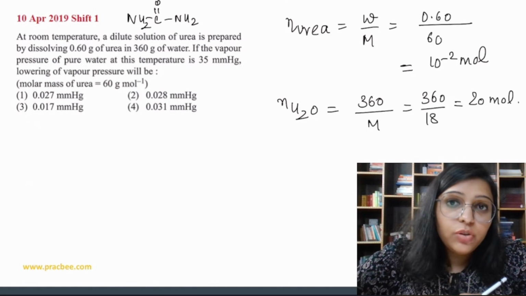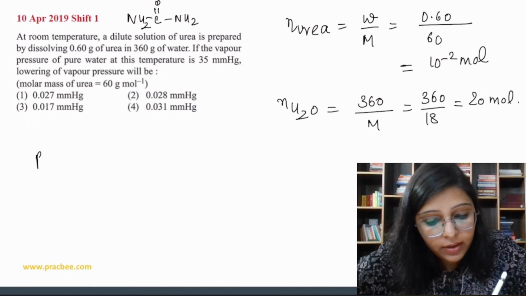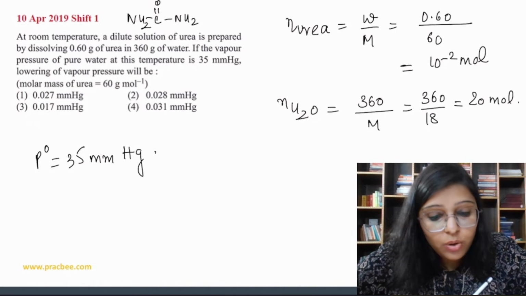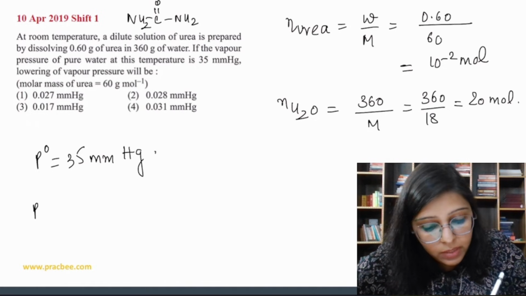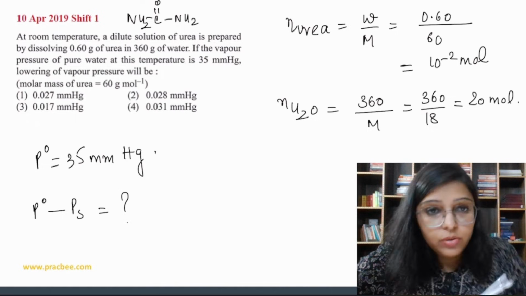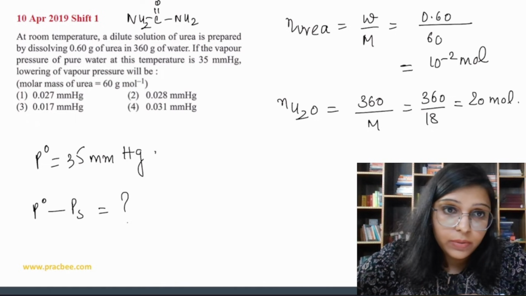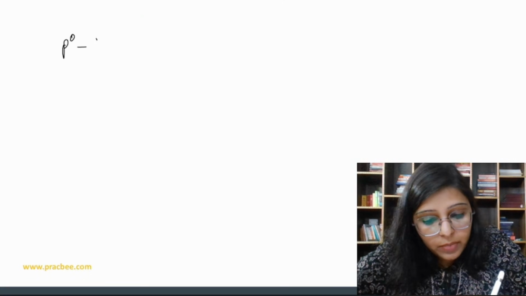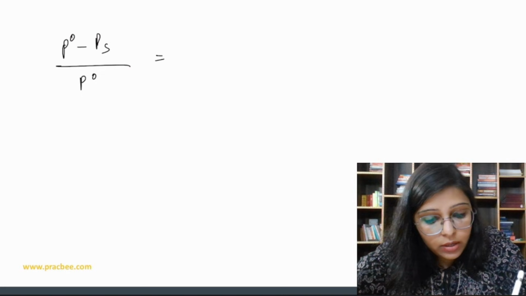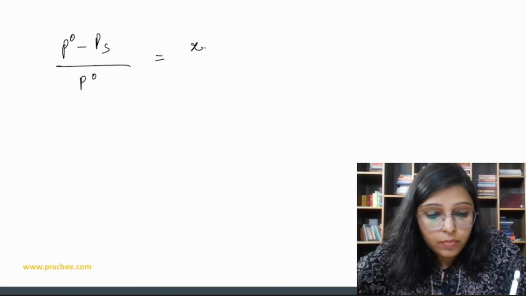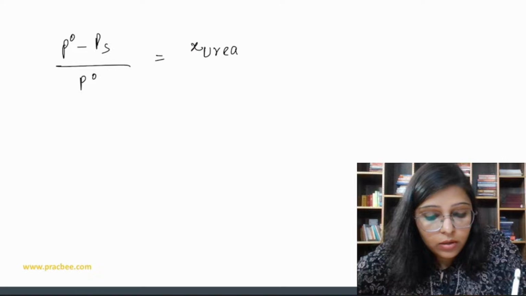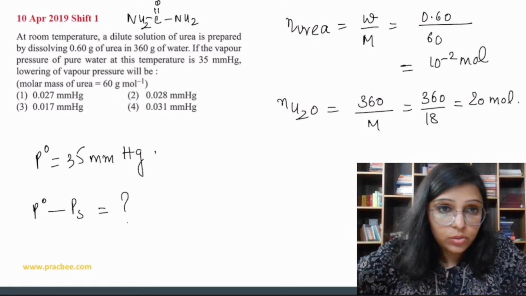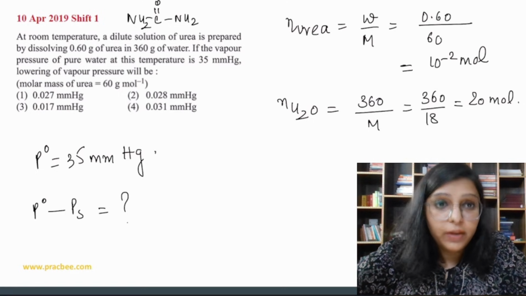Question: if the vapor pressure of pure water at this temperature is 35 mmHg, that is P naught is 35 mmHg, then the lowering of vapor pressure will be, lowering means P naught minus Ps, we have to find out. So which formula are we going to use? We are going to use (P naught minus Ps) upon P naught equals the mole fraction of urea. Now the point is urea does not dissociate or associate. So here we are not going to introduce the van't Hoff factor i.